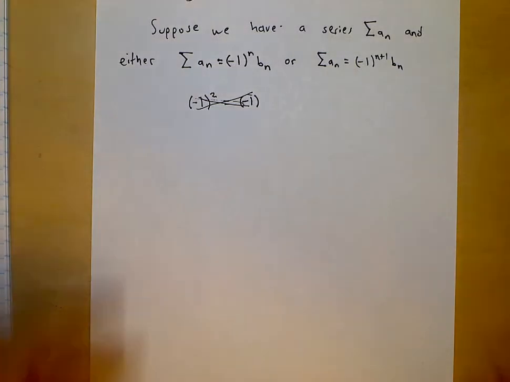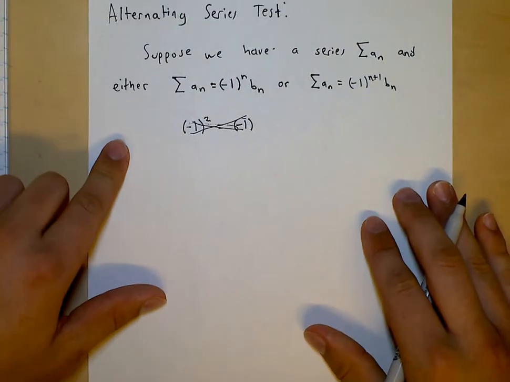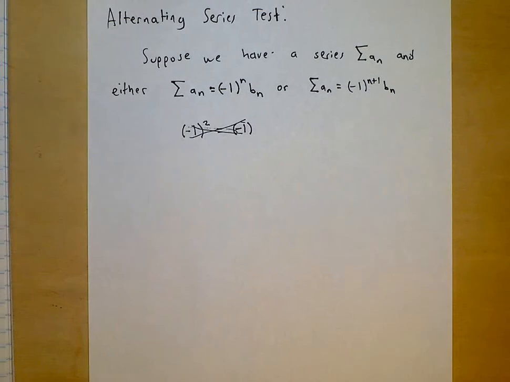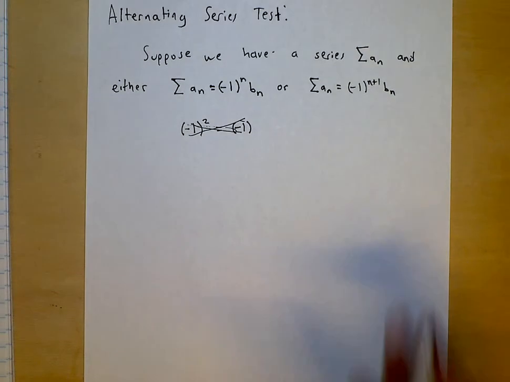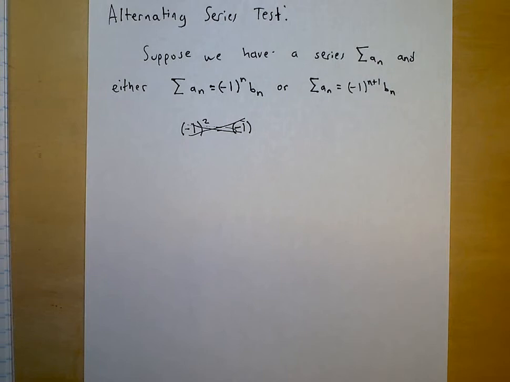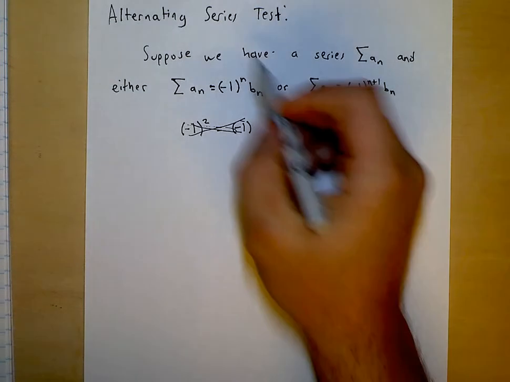Okay, so in today's video we're going to cover the alternating series test. This is a very useful test because oftentimes you'll find series that fluctuate between negative and positive terms, and therefore other tests are not applicable. However, in one of these cases we can use the alternating series test.